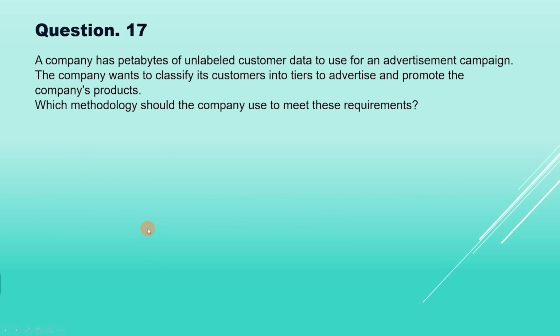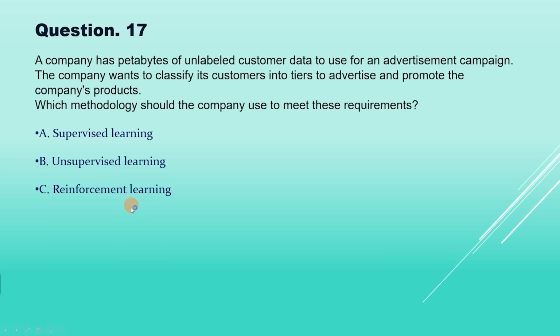Now question number 17. A company has petabytes of unlabeled customer data to use for an advertisement campaign. The company wants to classify its customers into tiers to advertise and promote the company's products. Which methodology should the company use to meet these requirements? The options are supervised learning, unsupervised learning, reinforcement learning from human feedback.